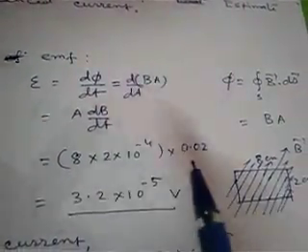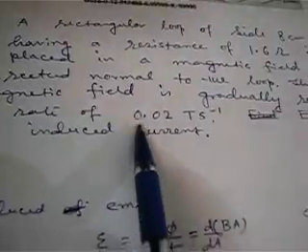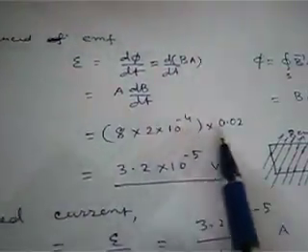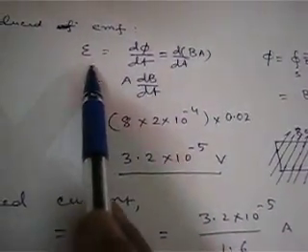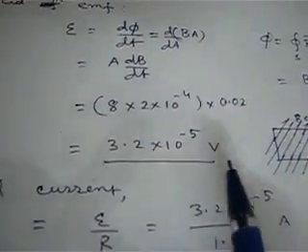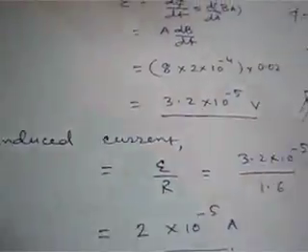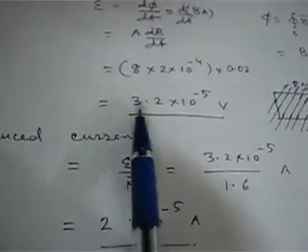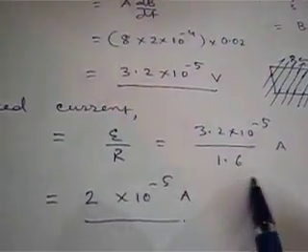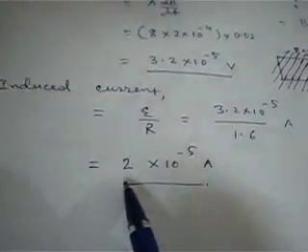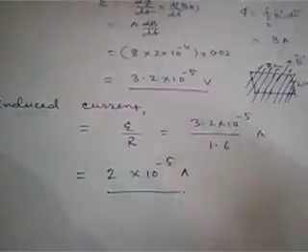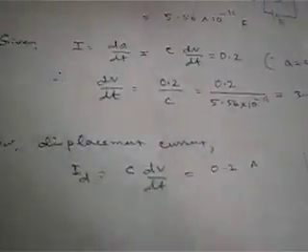Put in the value of A and dB/dt, that is given as 0.02 Tesla per second. Put in the values of all these parameters. The value of induced EMF is found to be 3.2 × 10⁻⁵ volt. So the induced current can be calculated from this relation, induced EMF by resistance. Resistance is given as 1.6 ohm. So its value is found to be 2 × 10⁻⁵ ampere. That is the expression of induced current.